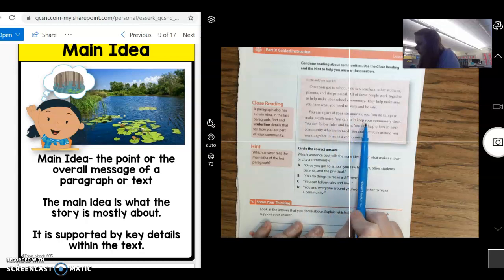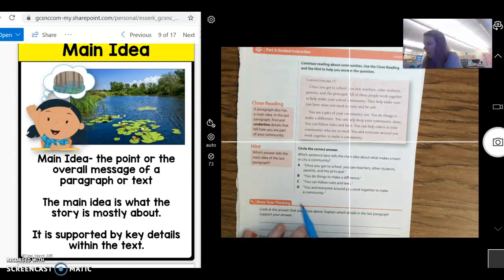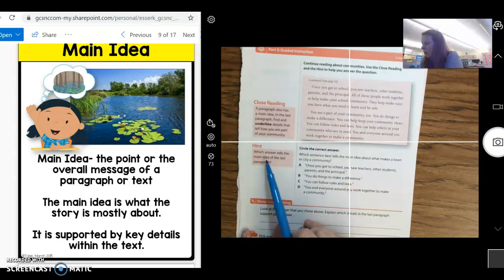You can help keep your community clean. You can follow rules and laws. You can help others in your community who are in need. You and everyone around you work together to make a community. Okay, so what I want you to do is pause your video. It says, which answer tells the main idea of the last paragraph?